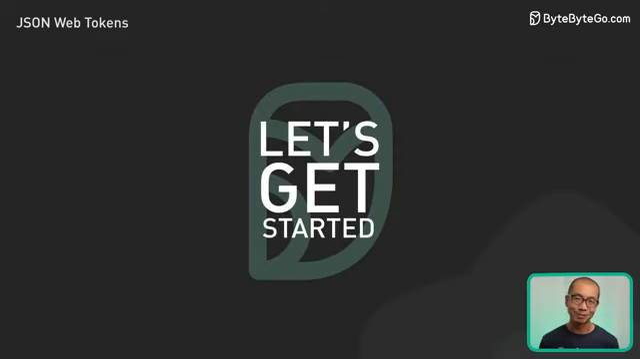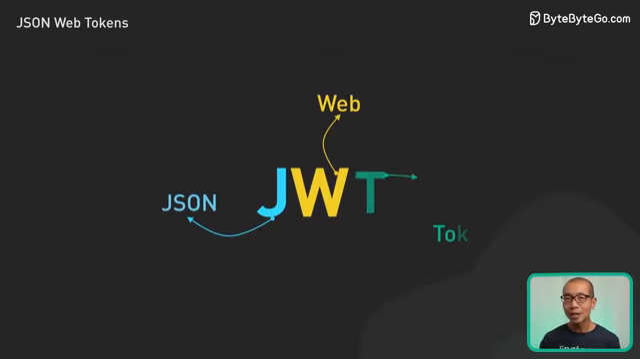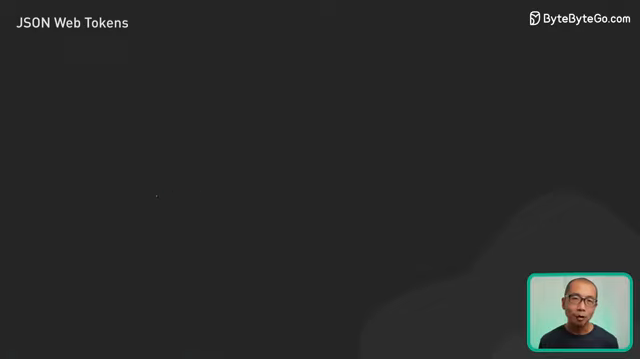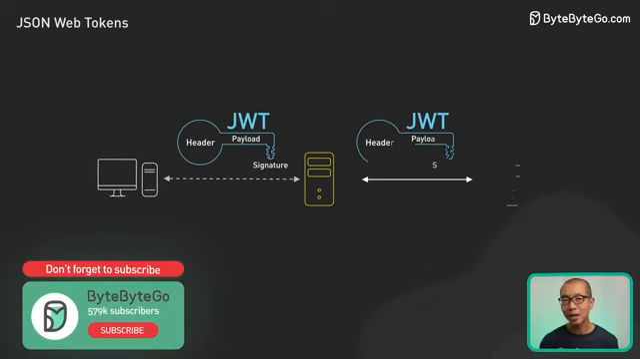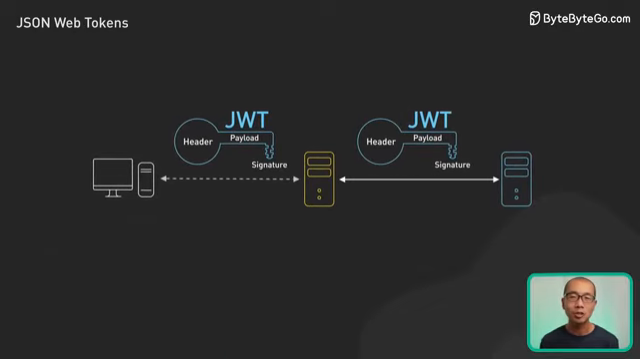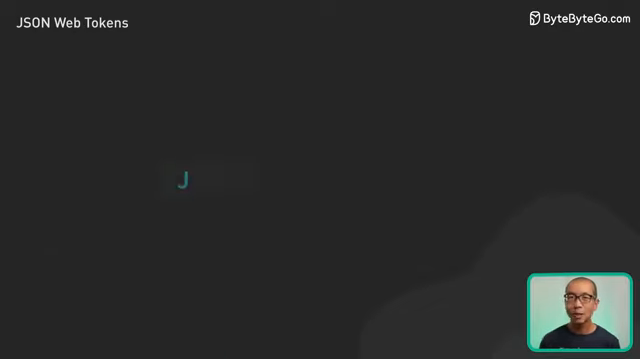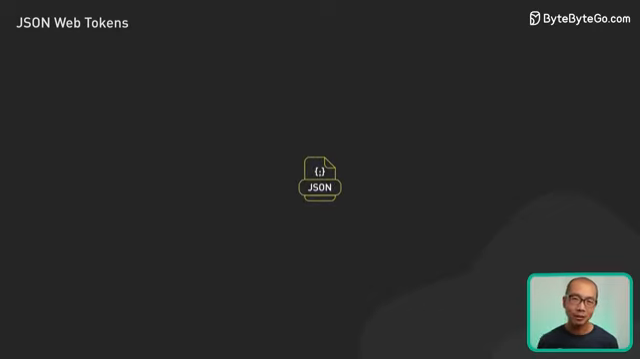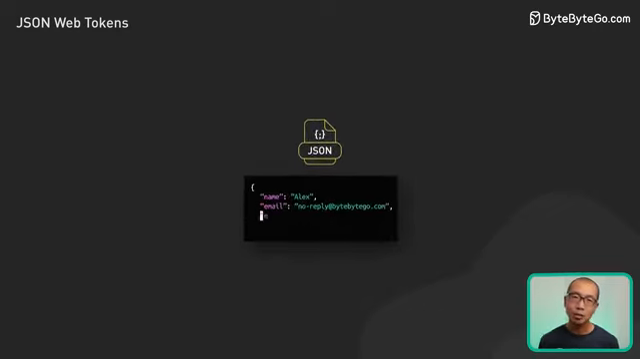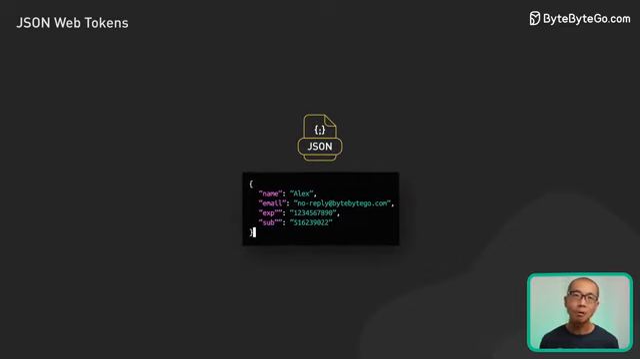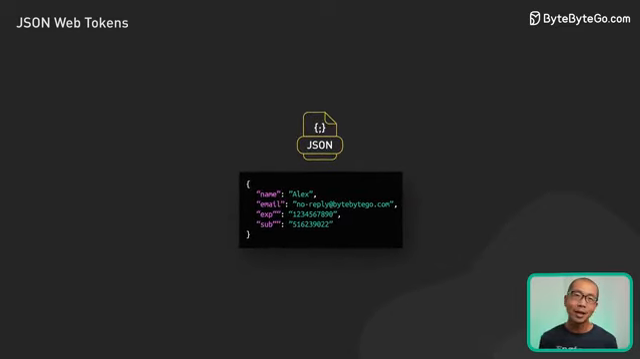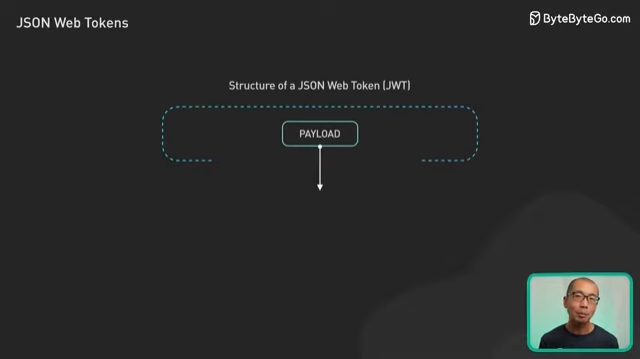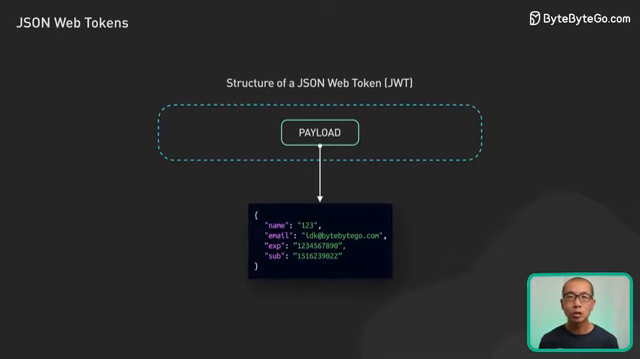Let's get started. JSON Web Tokens, commonly known as JOTs, are a robust method for securely transmitting information between parties as JSON objects. They have become a cornerstone in the world of web security for good reasons. First, let's talk about JSON itself. It's a lightweight data interchange format that's easy to read and write for humans and simple for machines to parse and generate. It's the backbone of JOTs because it represents its payload, which is where you store the data you want to transmit.